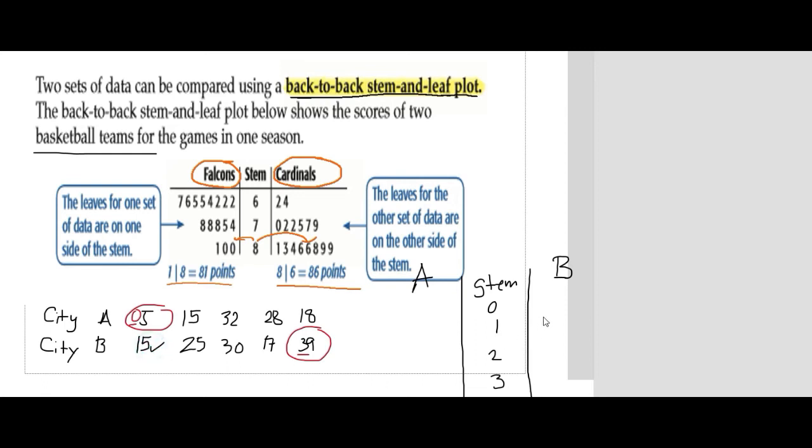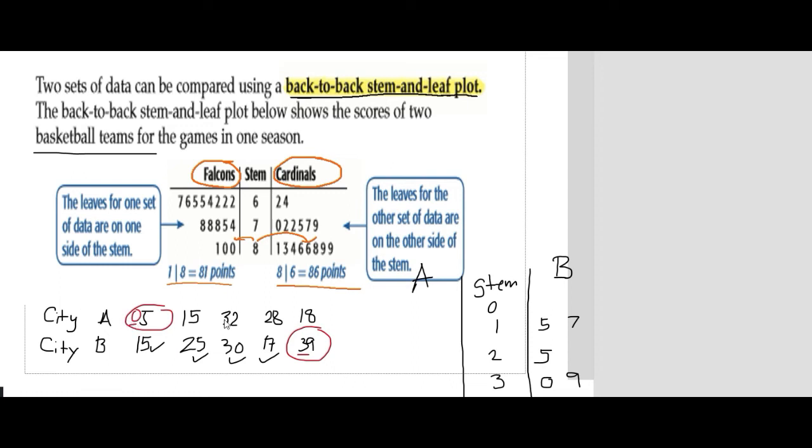Let's input the data first for city B. First it has 15. To write 15, this is 10 and then add 5, so that's 15. Then 25, so 2, 5. Then 30 will be 3, 0. And then we have 17, which is 1, 7, and 39 is 3, 9. So city B is just simple.